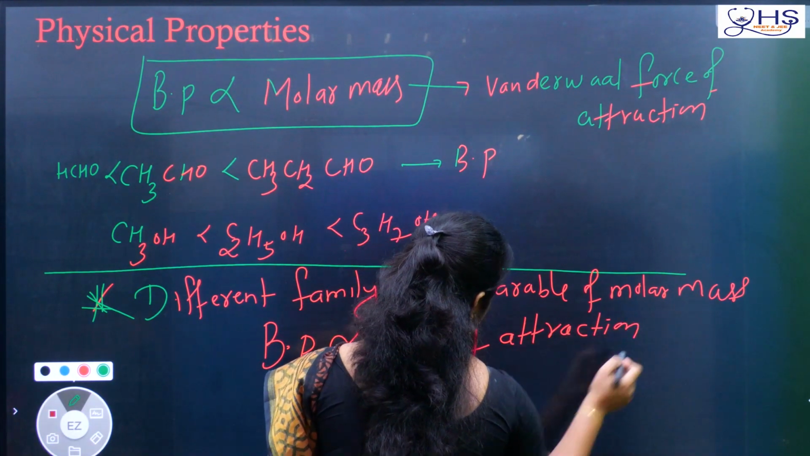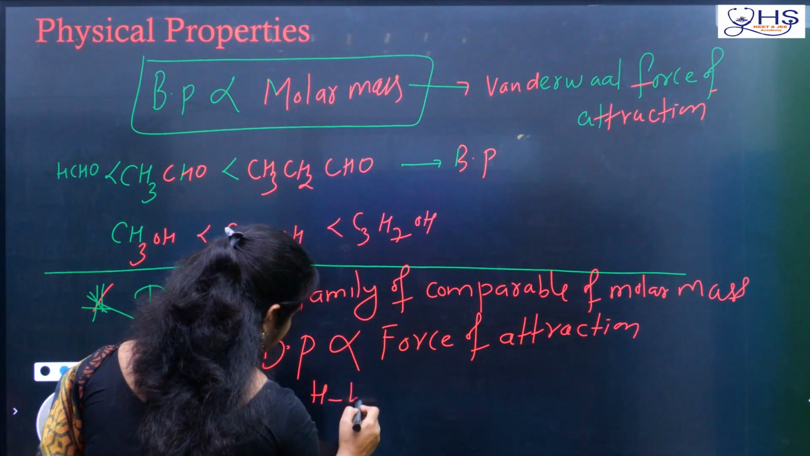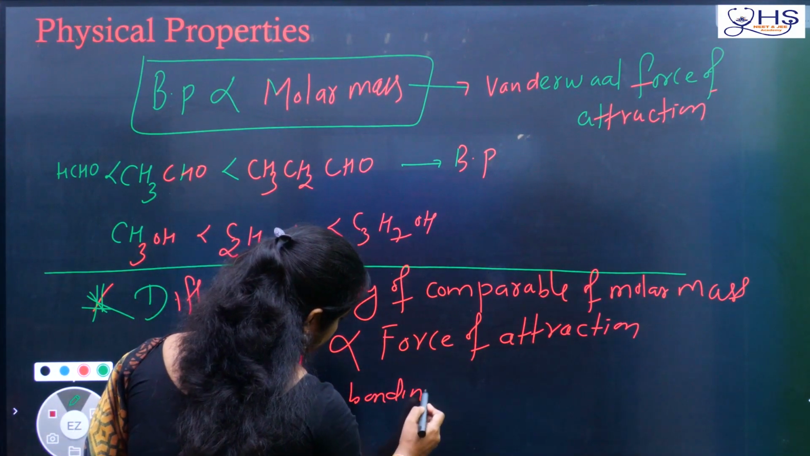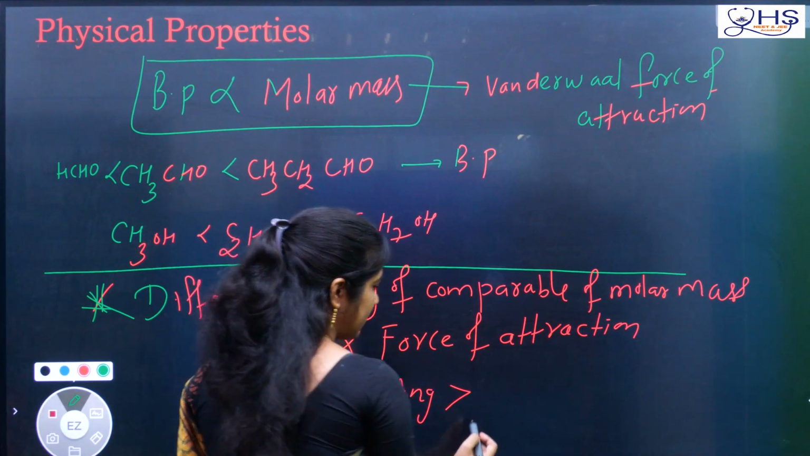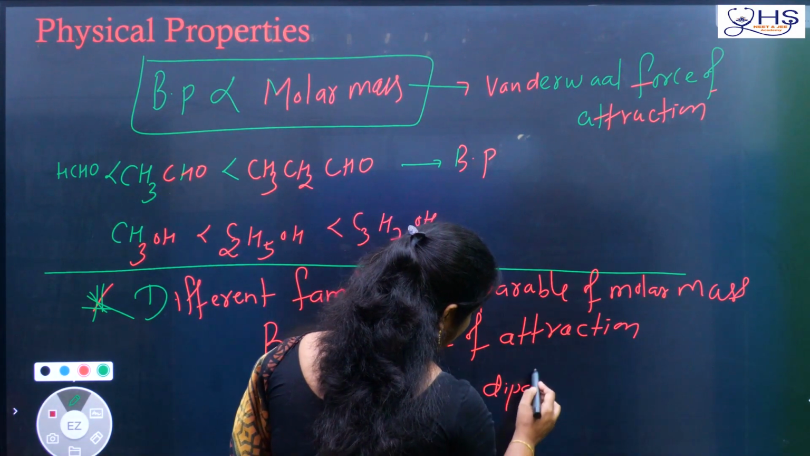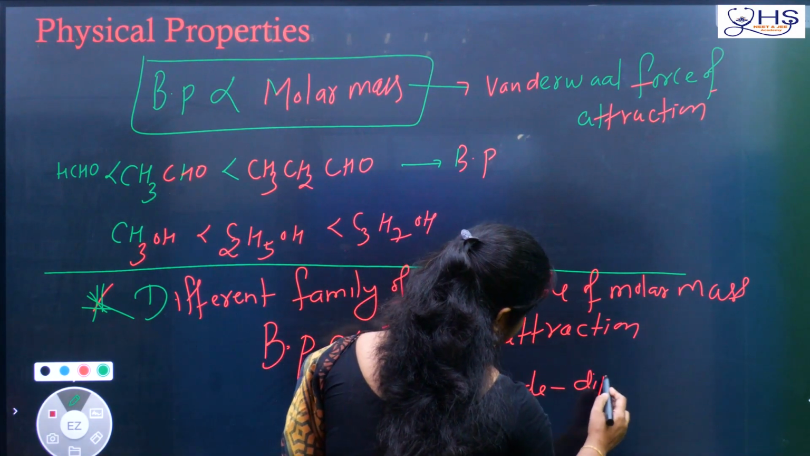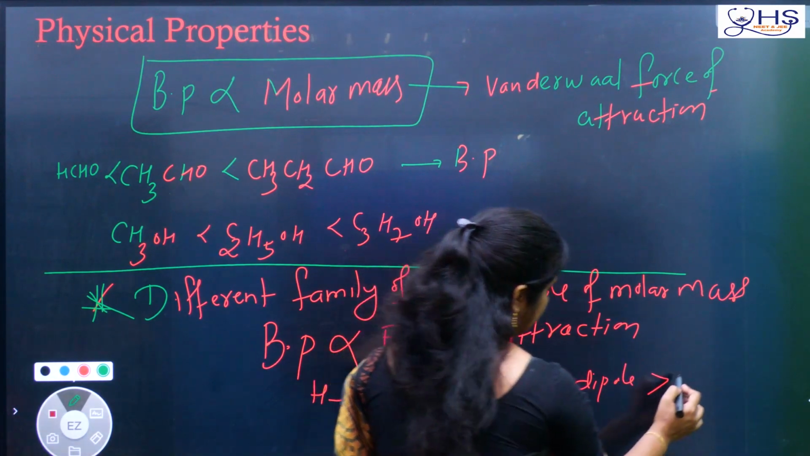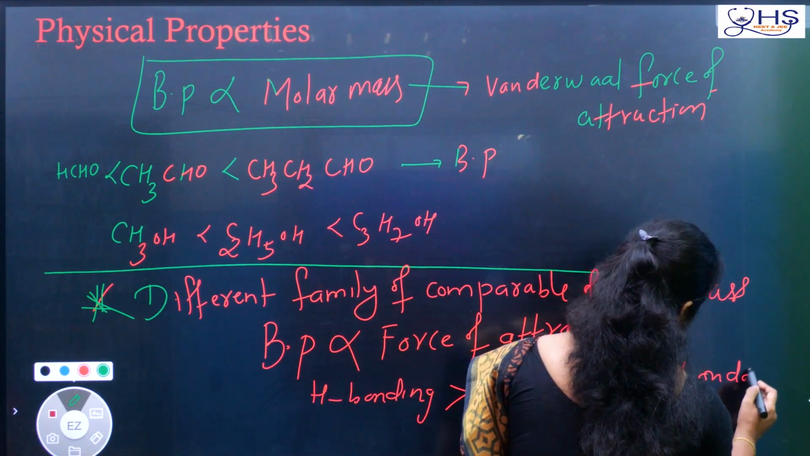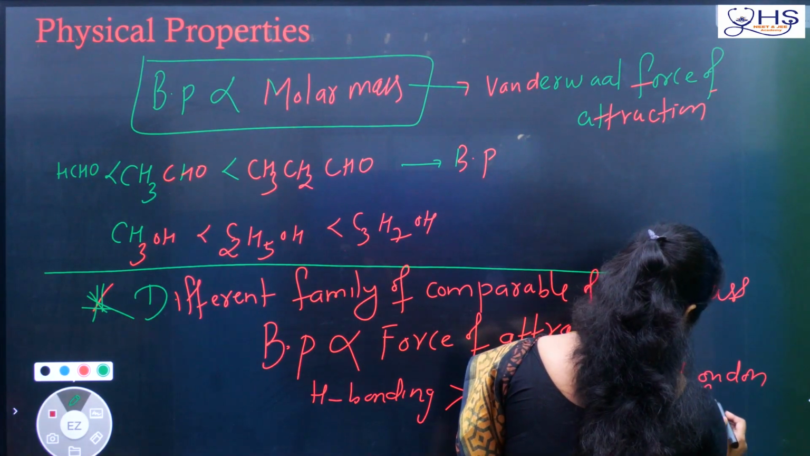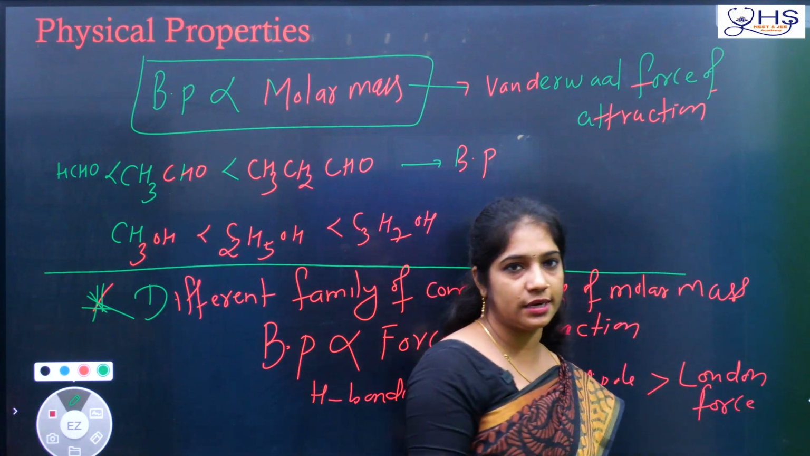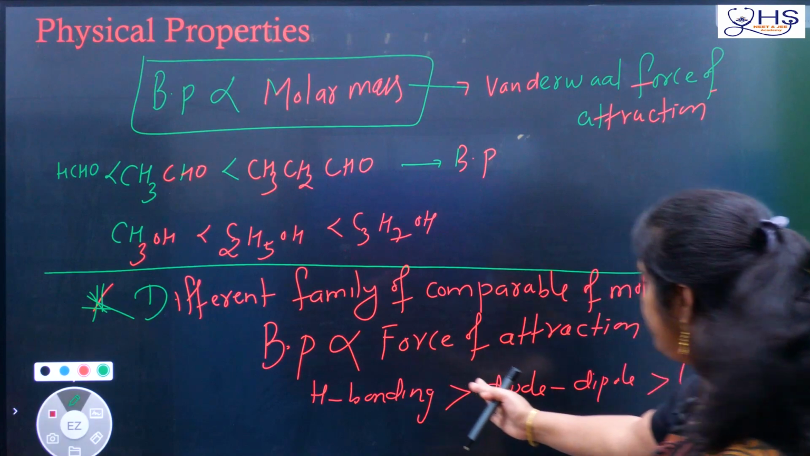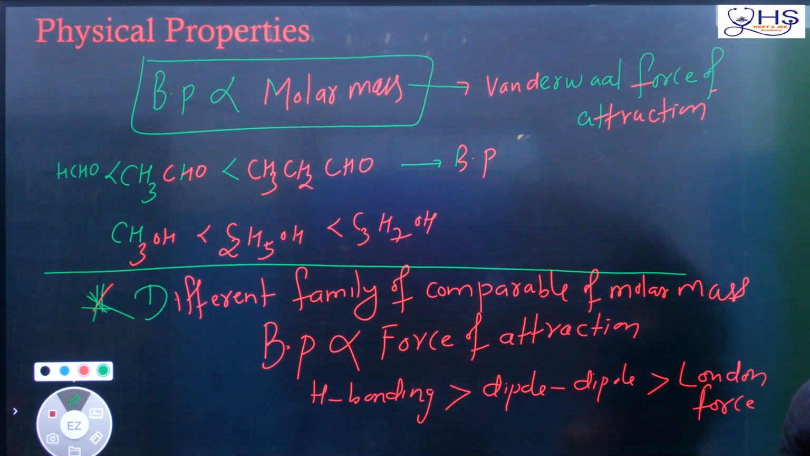Now in force of attraction, mostly we will check hydrogen bonding more. Then van der Waals force of attraction. In van der Waals also you will check dipole force of attraction more. Then you will check London forces. London force means the force present in non-polar molecules, the very weakest force of attraction. Okay, hydrogen bonding, dipole interaction and London forces.